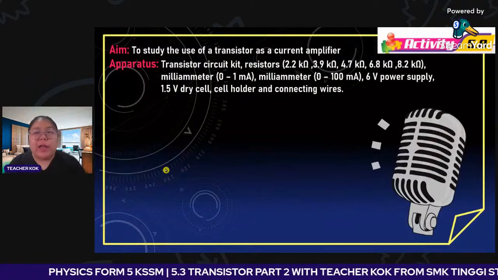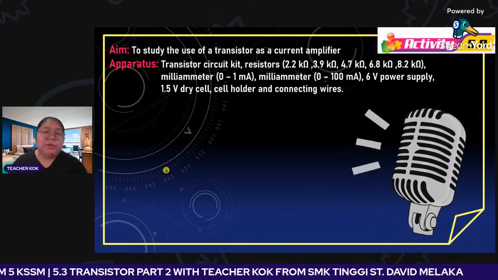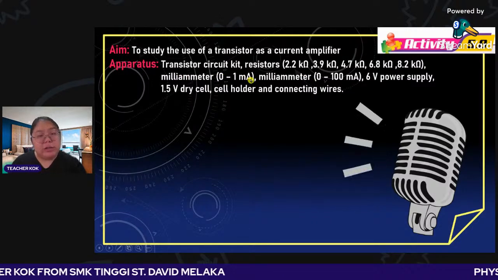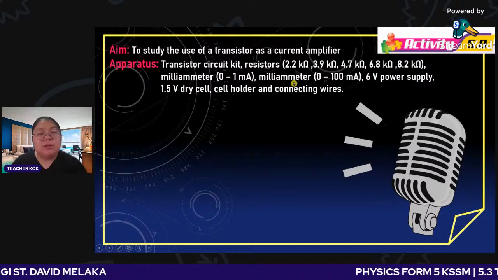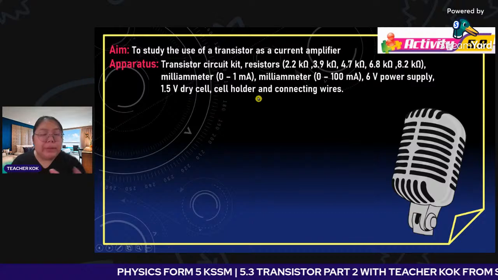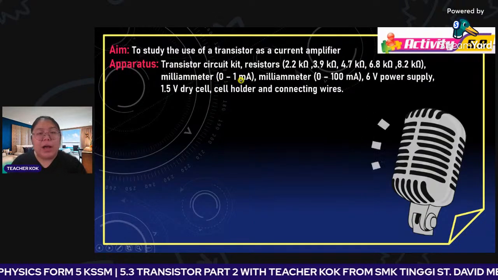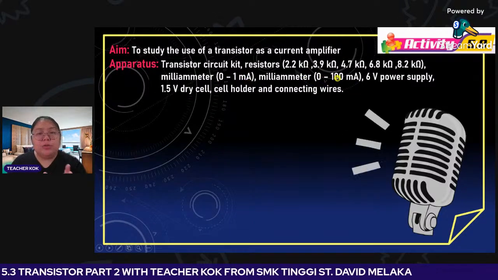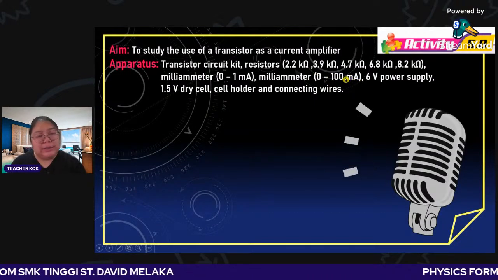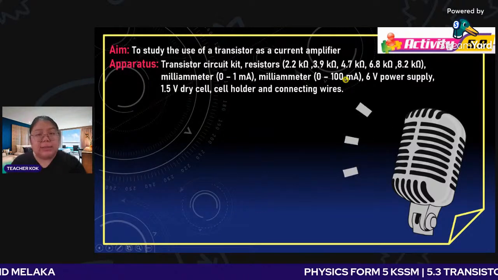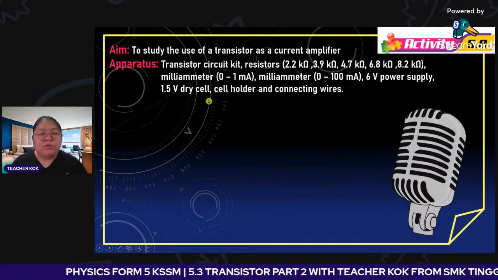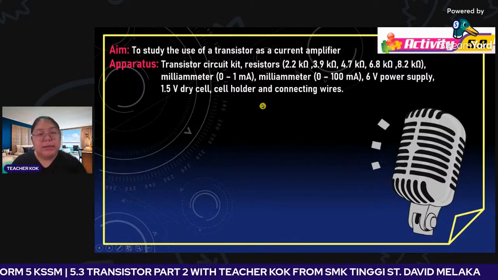Now we are going to see Activity 5.8 from your textbook. They want to study the transistor as a current amplifier. They use a transistor kit and different resistors, from 2.2 to 8.2. The ammeter is a milliammeter, 0 to 1 milliampere, and another 0 to 100 milliampere, the bigger one. This one we normally connect to the collector circuit, because the collector circuit produces a bigger current. Also a 6-volt power supply, 1.5 V dry cells with holder, and connecting wires.